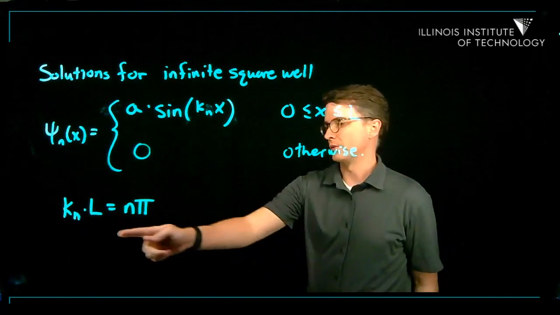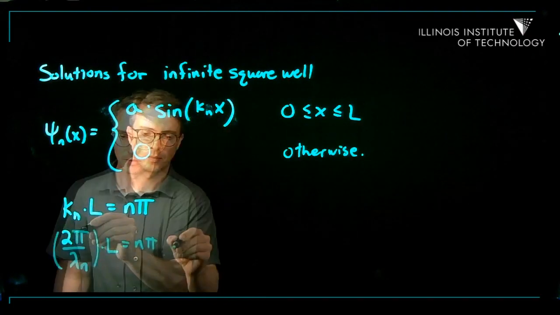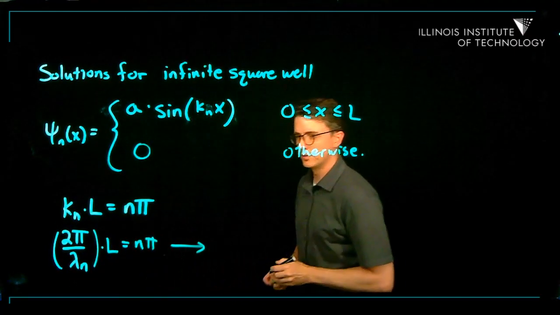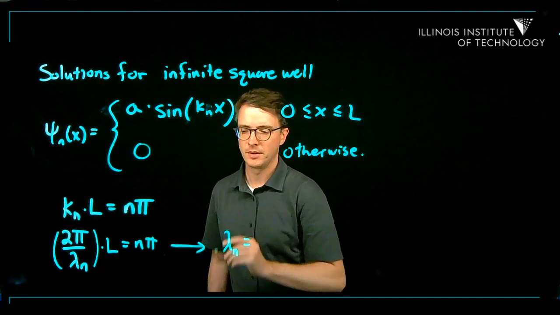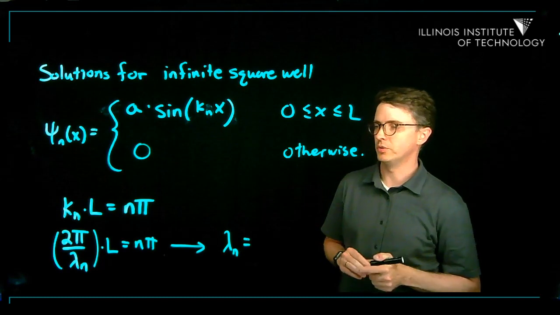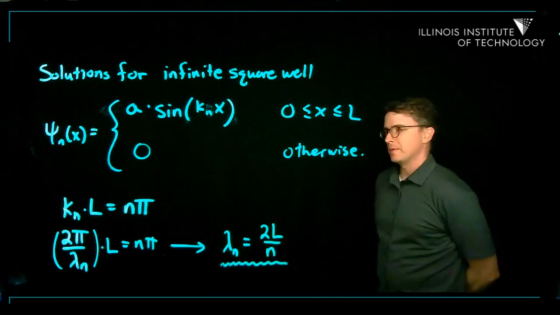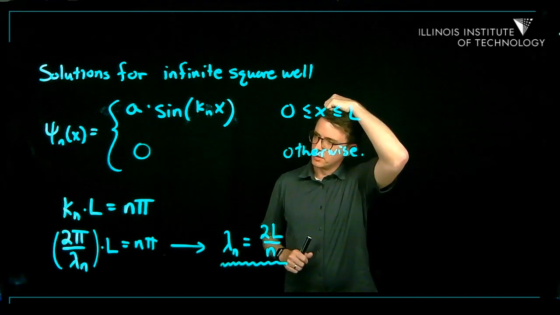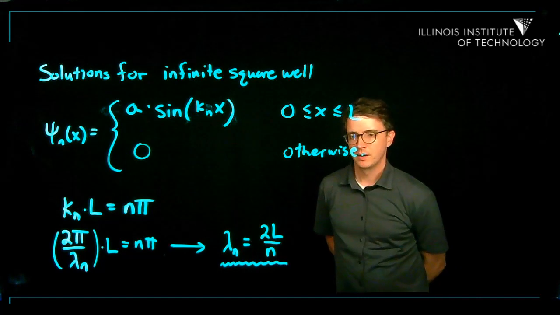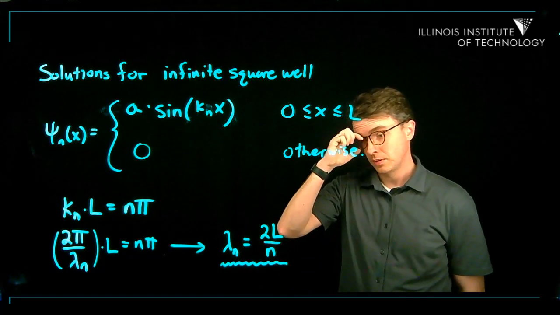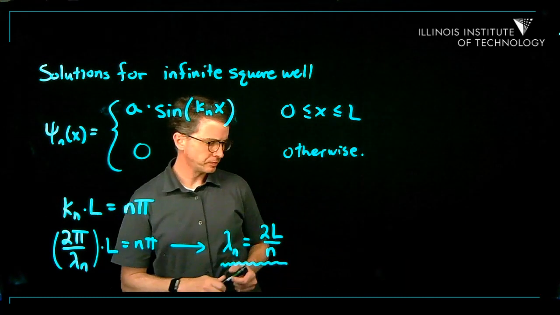What does this mean? So let's go back and remind ourselves k was 2 pi over lambda, right? Which I can solve for lambda. Lambda n is equal to 2L over n. So if I think about my particle as having a wavelength, apparently only certain wavelengths are allowed, which satisfy this. And this might look familiar to you from your earlier physics courses.